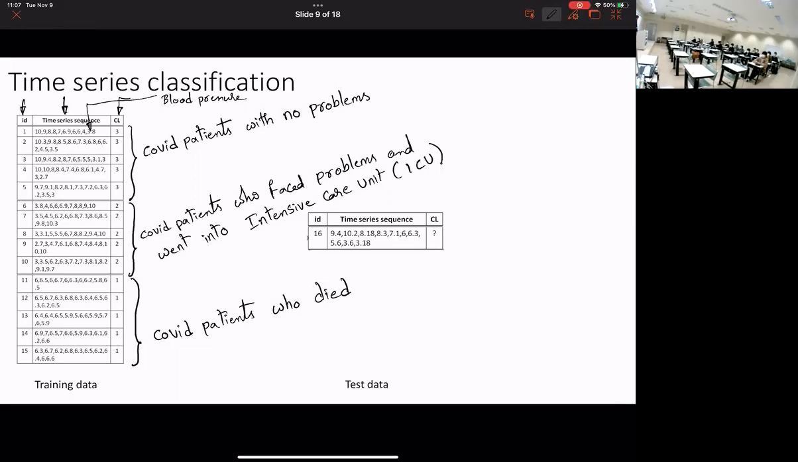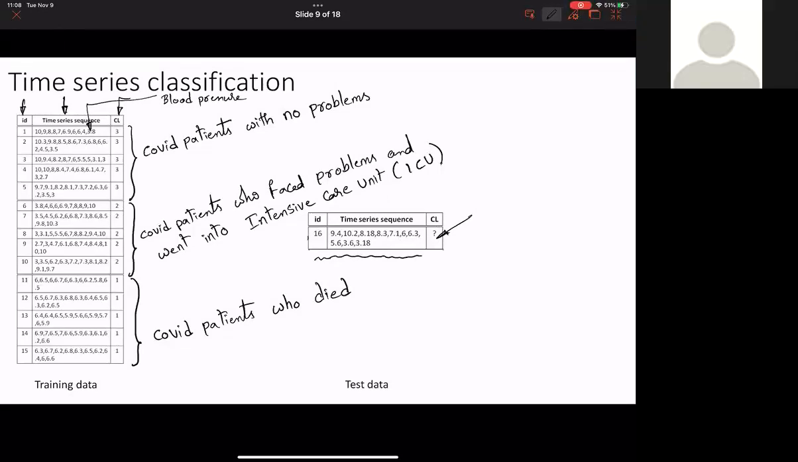Now I am giving you this data of one more patient. A new patient came, we have collected this data. Now you have to predict whether he will face any problem, he will die or he will be healthy.